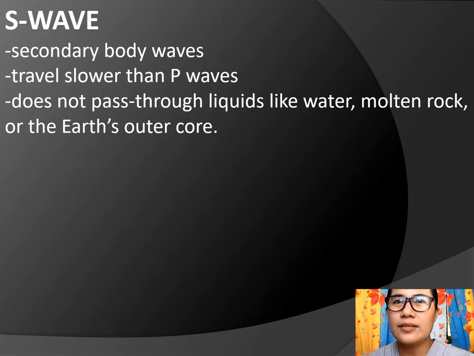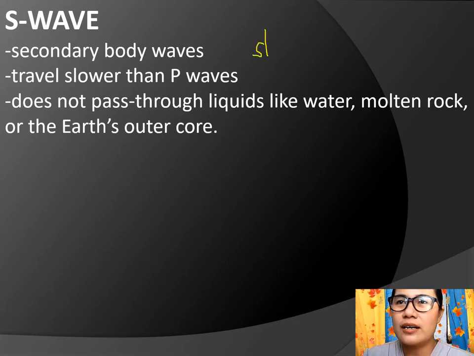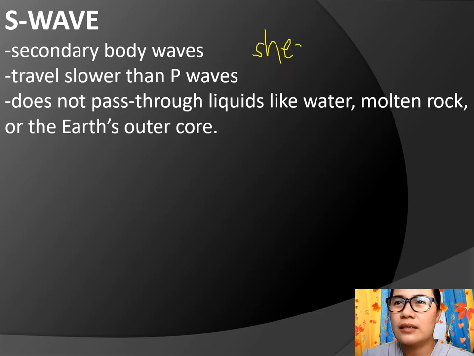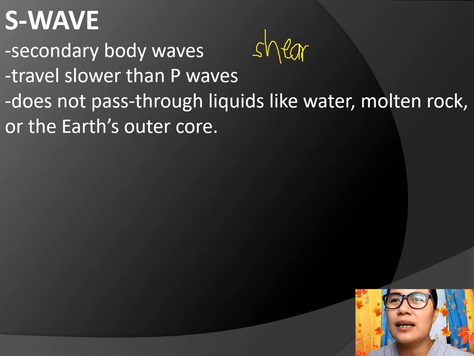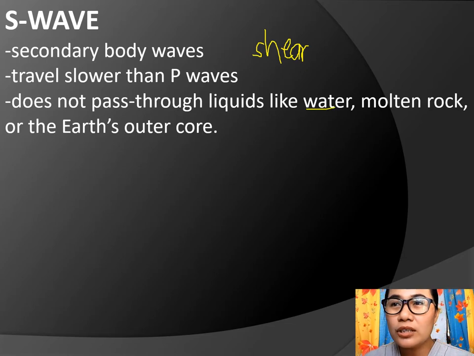Next, S wave. Ang ngalan niya is secondary body waves. Or, another name for it is a shear wave. Another name ni S wave, shear, S-H-E-A-R. Shear waves. It travels slower than P waves. And it does not pass through liquid. Di siya makalusot ni liquid. Ang movement niya side to side. Liquids like water, molten rock, and the Earth's outer core.